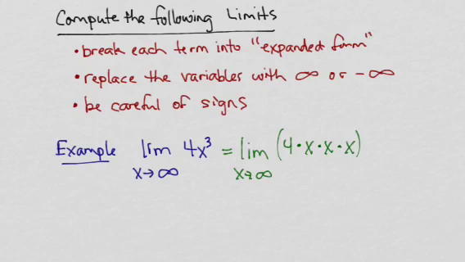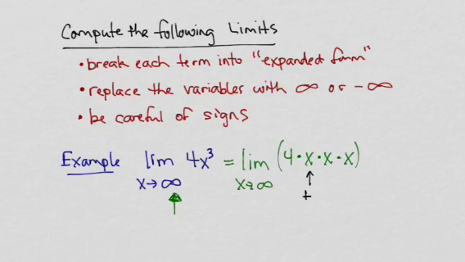Then we're going to replace those variables with either infinity or negative infinity, depending on what we see right here. This one says, as we approach positive infinity. So what does that mean? Well, that means that this is going to be a very large positive number, this is going to be a very large positive number, and this is going to be a very large positive number, all times this positive number.